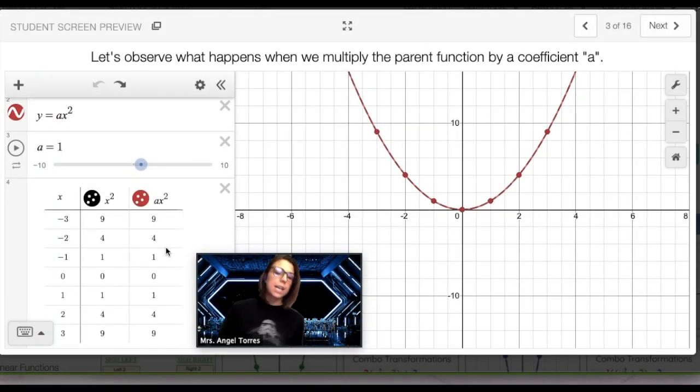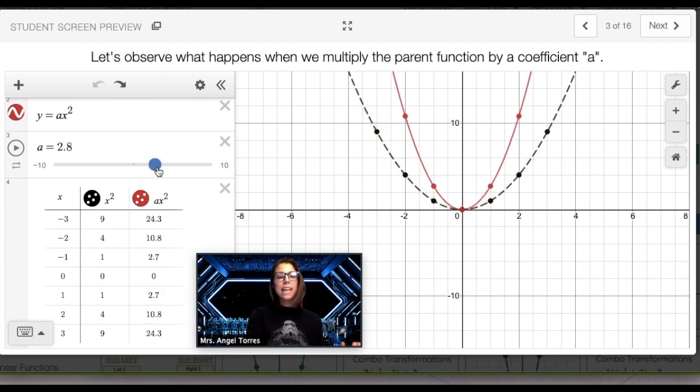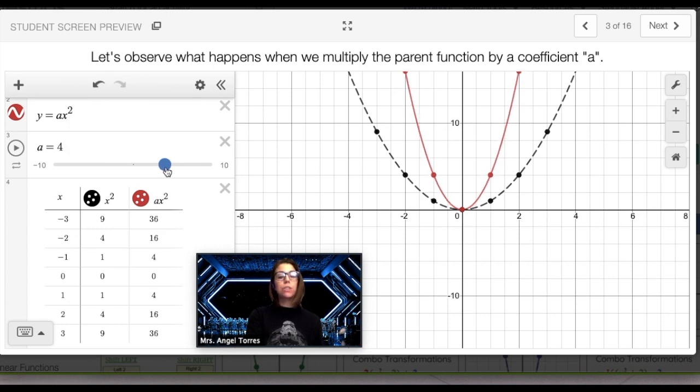Here we have a Desmos that's already set up for us to observe what happens when we change the value of A. Right now, the value of A is 1, meaning there is no change, and my new function is the exact same as my parent function. But what happens if I change that value? What happens as A increases, let's say to 4?